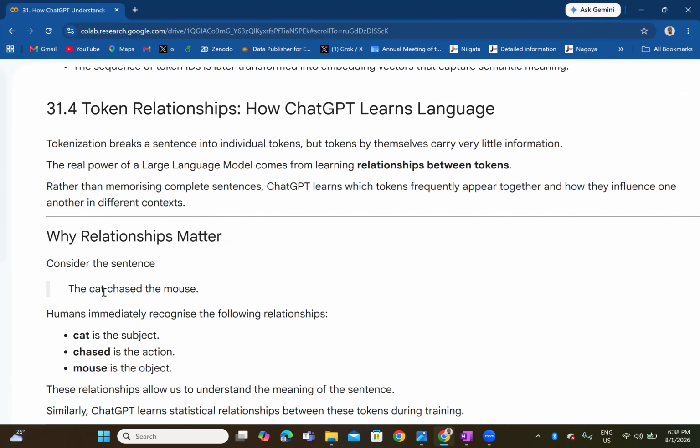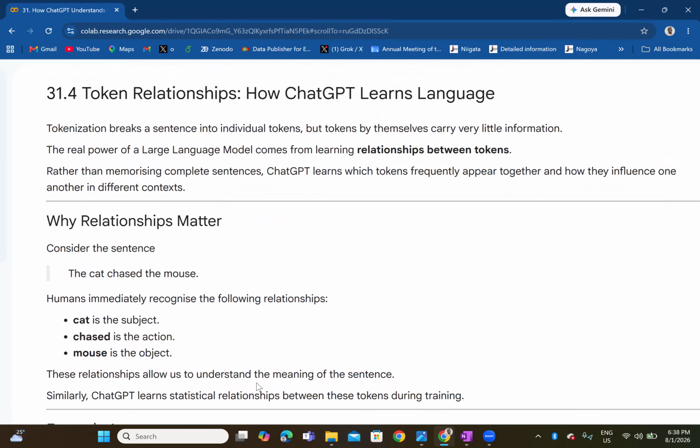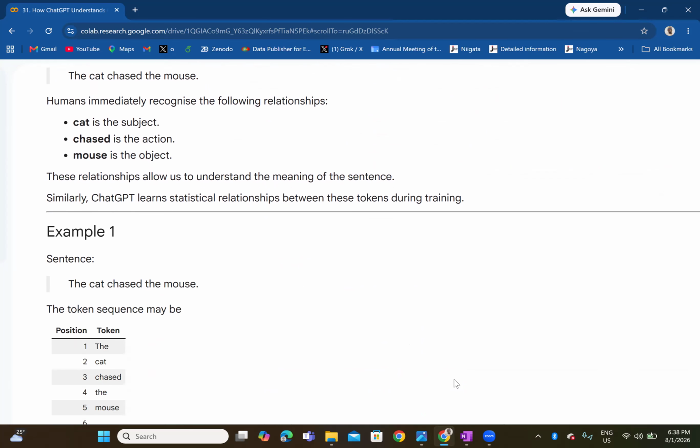Consider the sentence, the cat chased the mouse. Humans immediately recognize the following relationships. Cat is the subject, chase is the action, and mouse is the object. These relationships allow us to understand the meaning of the sentence. Similarly, ChatGPT learns statistical relationships between these tokens during training.